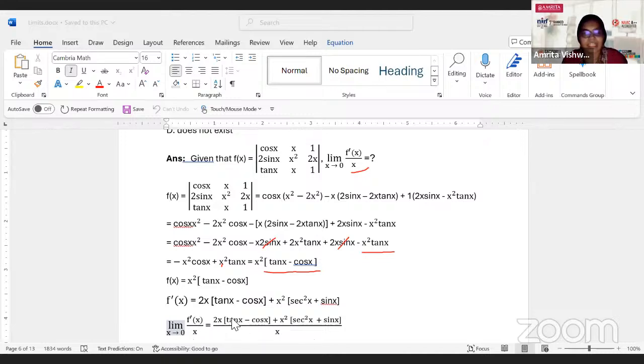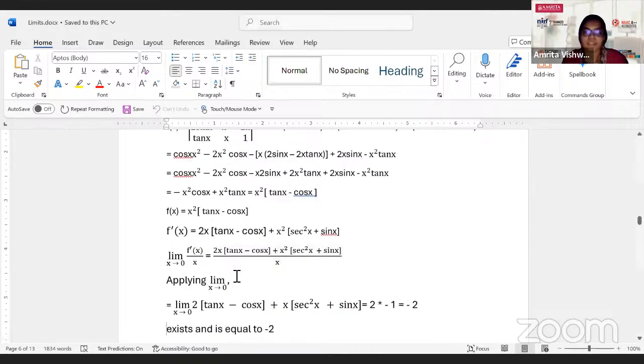So I can take one x common from here and I'll be able to clear that x out because it's common in both the terms. So here I have taken this x. So this complete term gets reduced to 2 into tan x minus cos x plus x into sec square x plus sin x. Now limit x tends to 0.